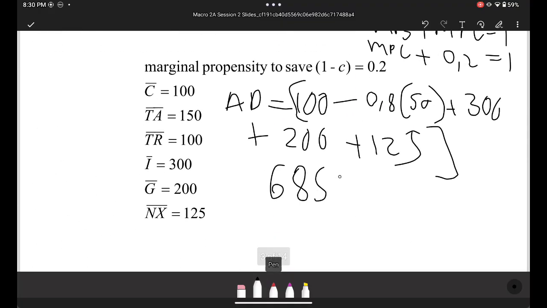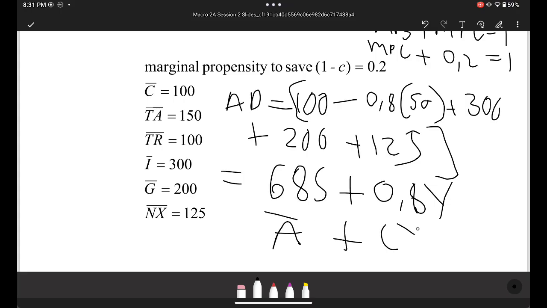685 plus cy, so 0.8y. So we don't work out the y. They're not telling us to work out the whole equation. They're saying give me the equation. Right, so this actual equation is a hat plus cy. Oh, right. That makes total sense.